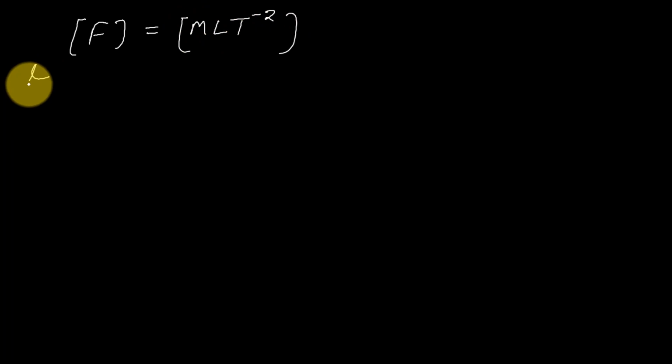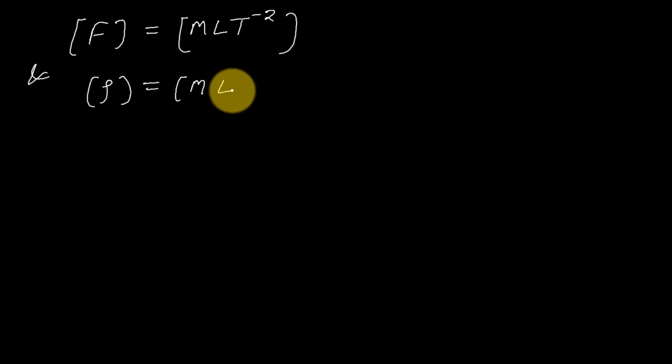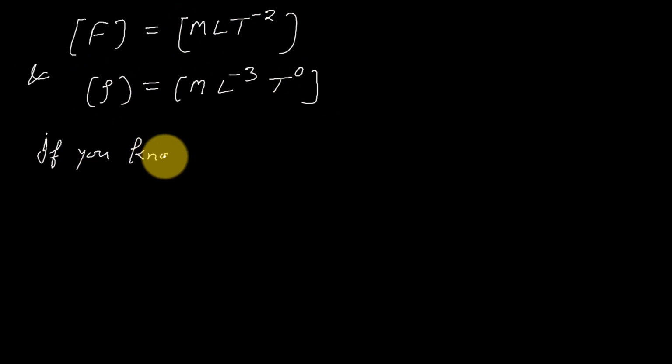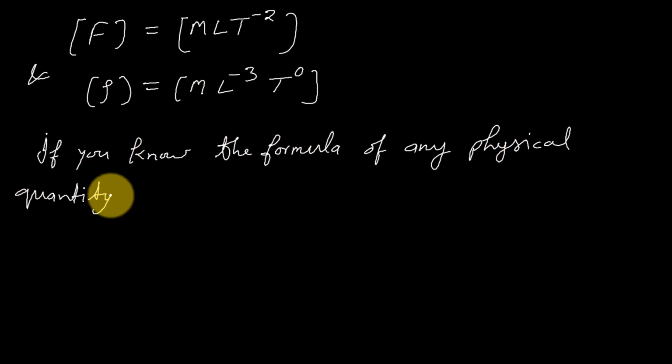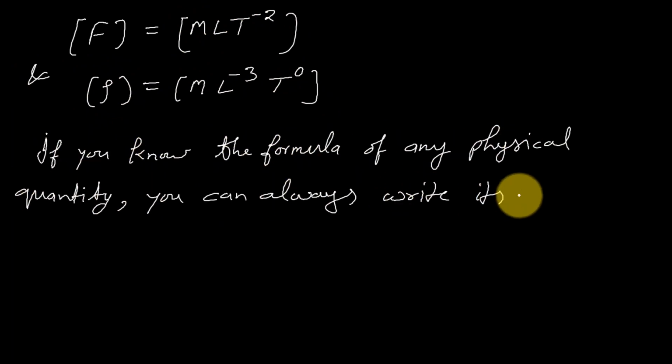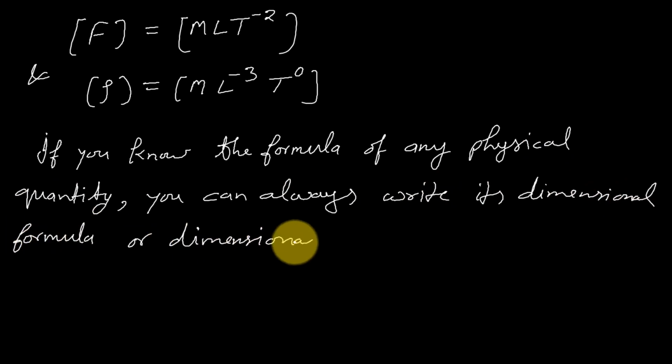For force, the dimensional equation will be F in square brackets is equal to MLT^-2. And for mass density, rho in square brackets is equal to ML^-3 T^0. If you know the formula of any physical quantity, you can always write its dimensional formula or dimensional equation.